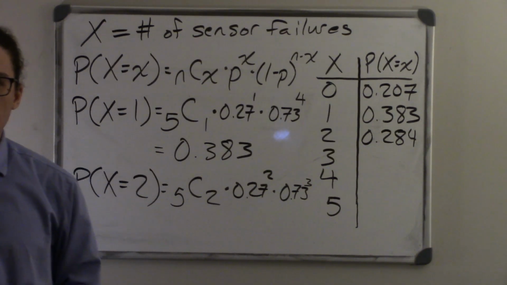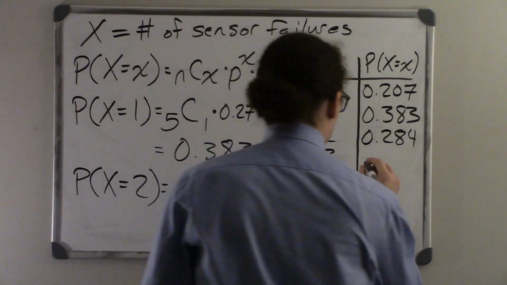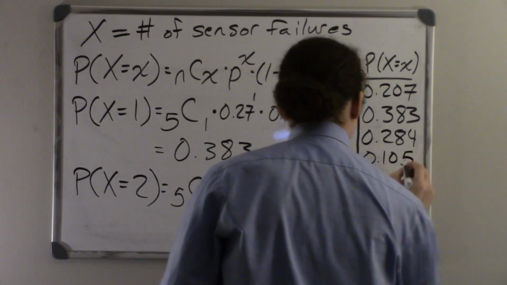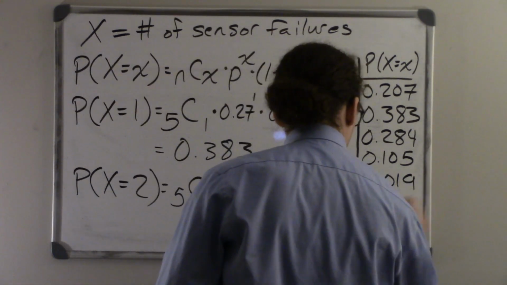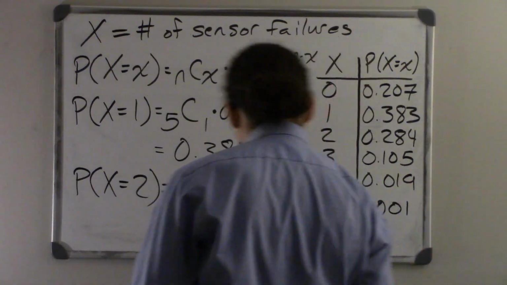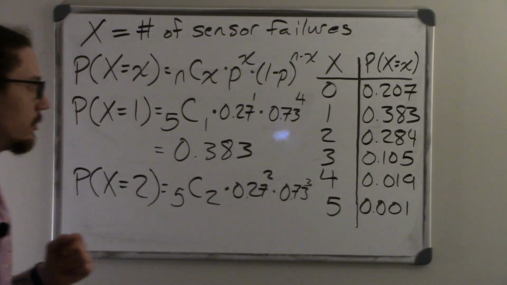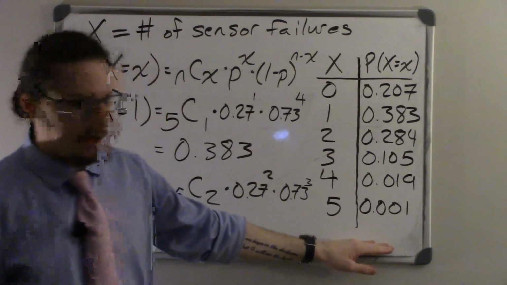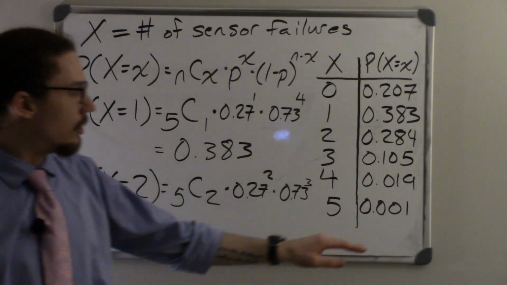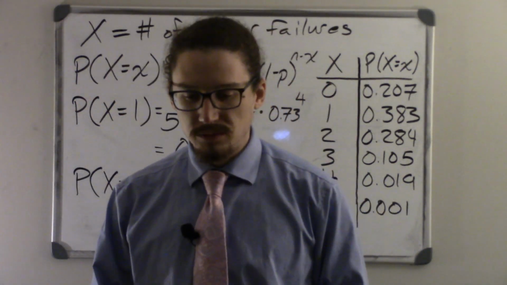All right, so that is how we are going to use this binomial probability distribution function. I'm going to go ahead and fill in the rest of these real quick. So the probability x equals 3 is 0.105. The probability x equals 4 is 0.019, and the probability that x equals 5, so the probability that all the sensors fail, is 0.001.